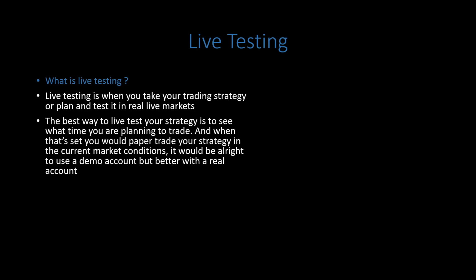The best way to live test your strategy is to see what time you plan on trading. So if, like I said before, you plan to trade from 6 to 9, that's the plan you want to stick to. Whatever plan works for you, that's the time you want to stick to. When that is set, you can take paper trades. You can paper trade strategies just in your head. So you say, okay, I take a position here, I'm going to see how it plays out. That's the first one, and at that time you can see how the market works, and it's going to be real-time data.